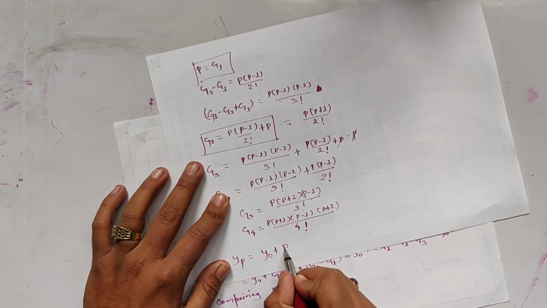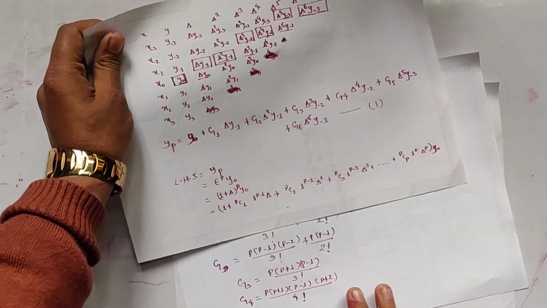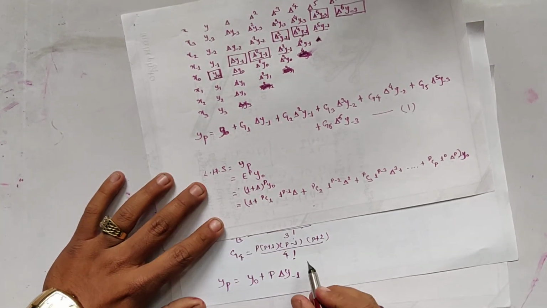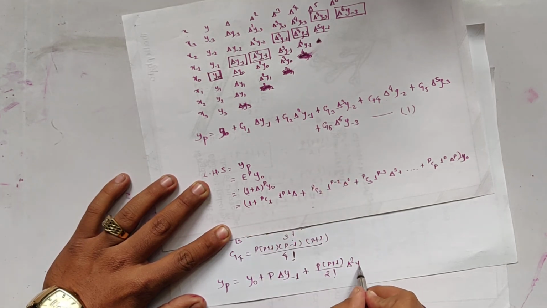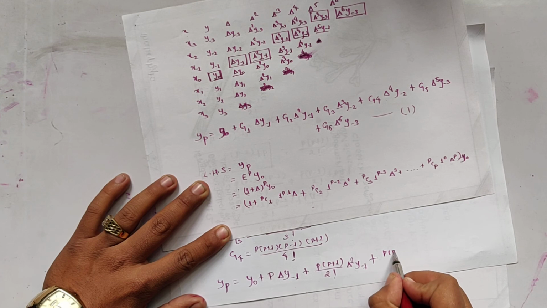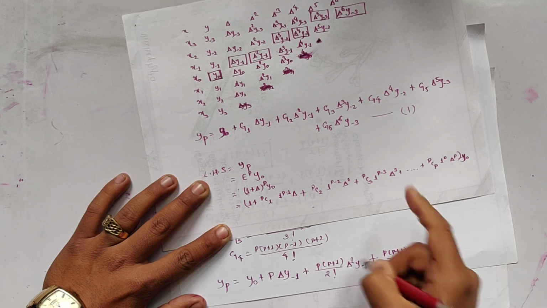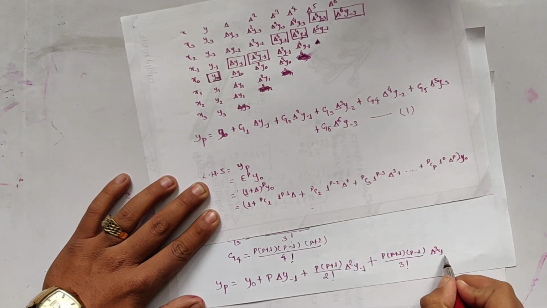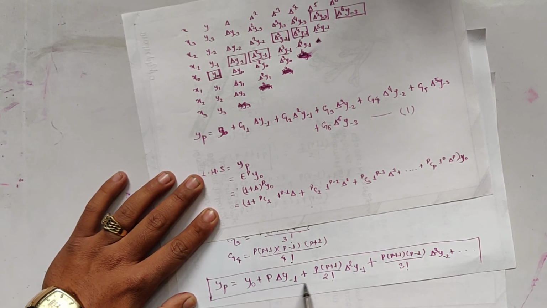The required polynomial becomes yp is equal to y naught plus G1, which is P, so P del y minus 1 from the table, plus, and what is the value of G2? We have found P into P plus 1 by 2 factorial, so it is del square y minus 1, plus, what is the value of G3 we have found? P into P plus 1 and P minus 1 divided by 3 factorial into del cube y minus 2. Similarly, so this is the required Gauss backward interpolation polynomial.